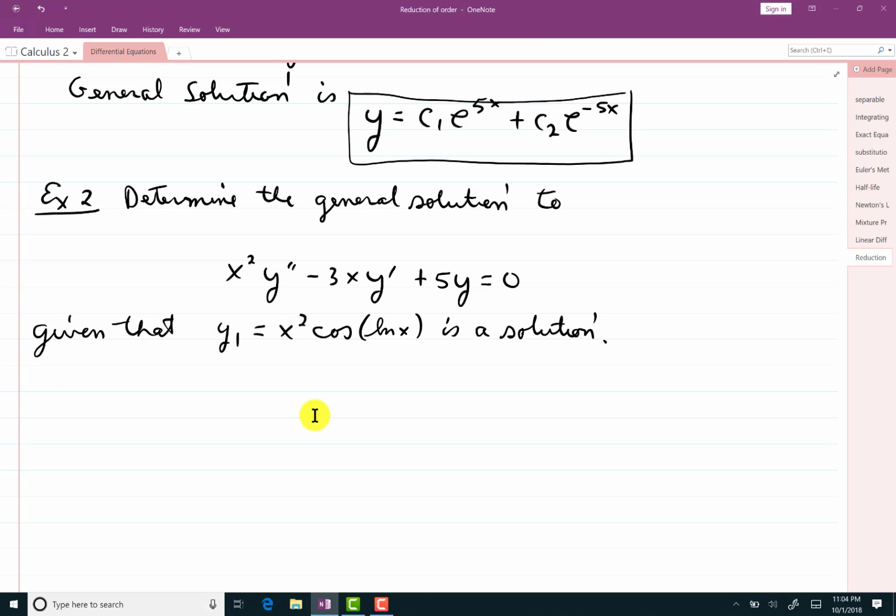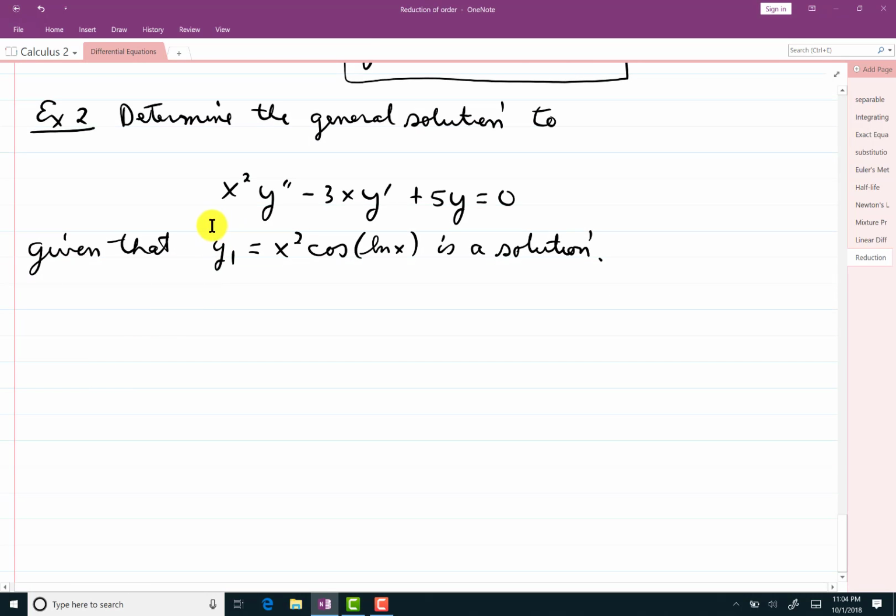The very first thing that I'm going to do with the equation is divide everything by x squared. So we'll do that first. Divide by x squared. What do we get? y double prime minus 3 over x y prime plus 5 over x squared y is equal to 0. So there's the form we were talking about before.